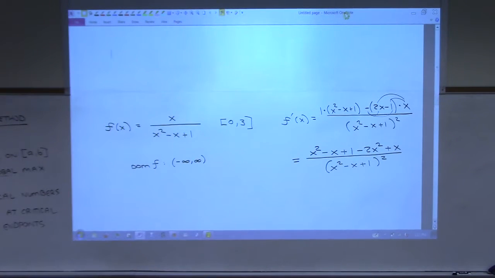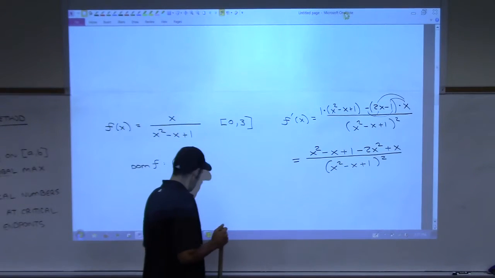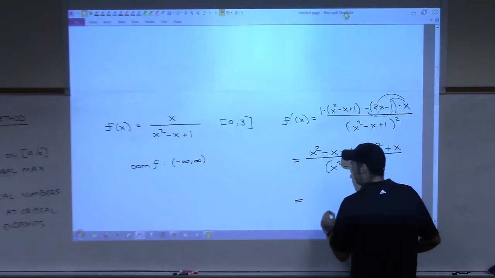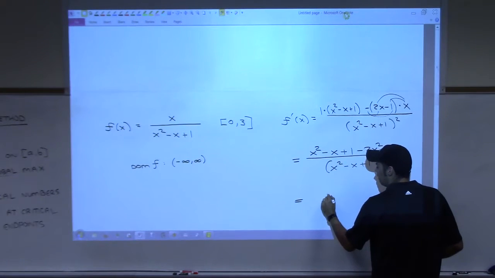Clean up that numerator. What's the new numerator? Negative x squared plus 1. Which is the sum of squares. Negative x squared plus 1? Is that what you said? Yeah. Negative x squared plus 1.